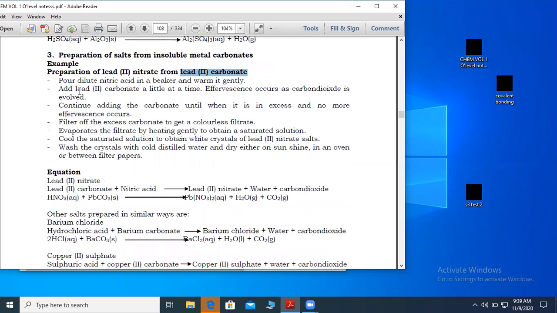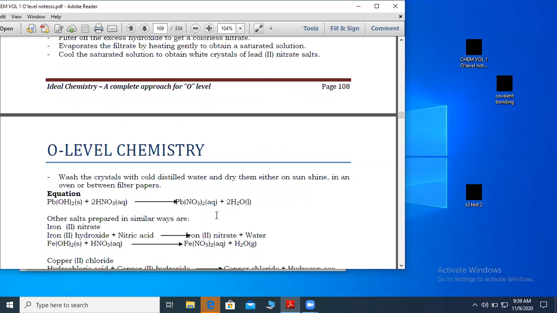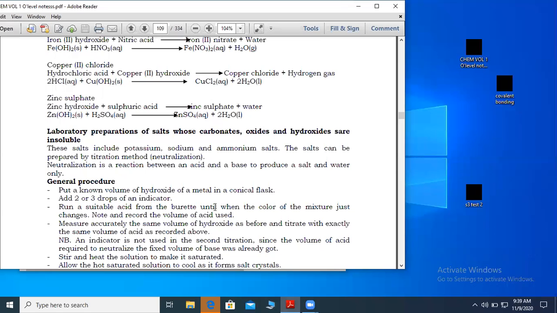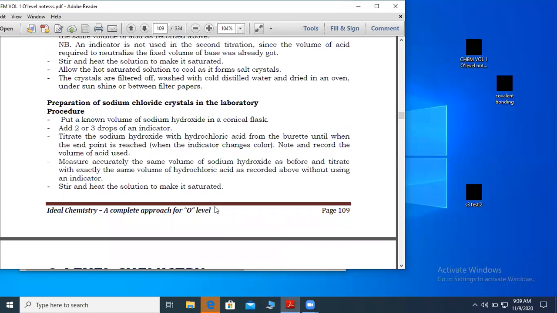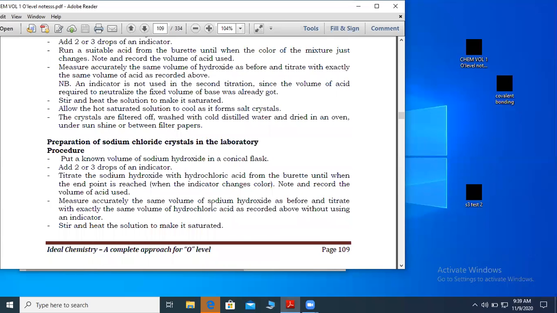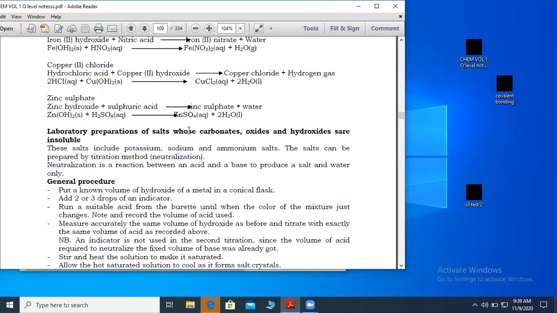So instead of using pure metal or metal oxide, now you are using the carbonate, and it is still the same thing. Maybe let me remind you about preparation of insoluble salts. But before that, preparation of salts whose metal oxides and carbonates are soluble in water. That word should be soluble.